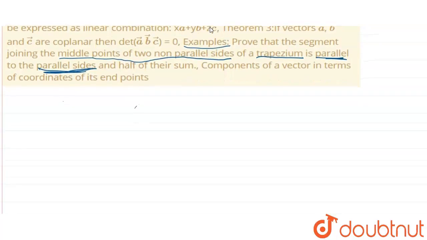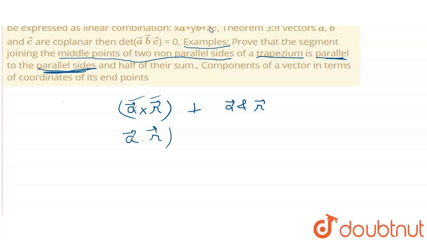As we know, if a vector cross r vector, this vector will be perpendicular to a vector and r vector. Okay, because this is the vector product, and as we know, the output will be perpendicular to these two vectors. Also we know that a vector dot r vector, the result of this will be in the same plane as a vector and r vector.